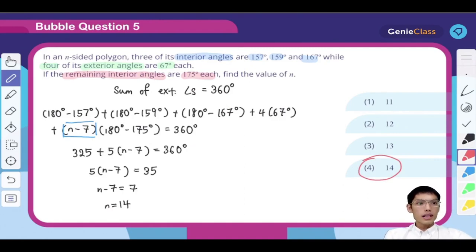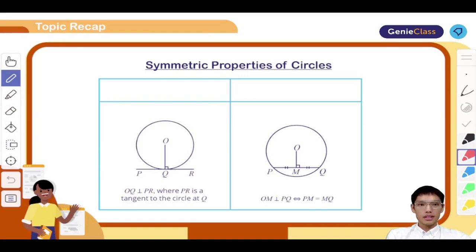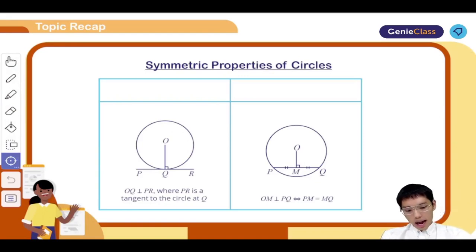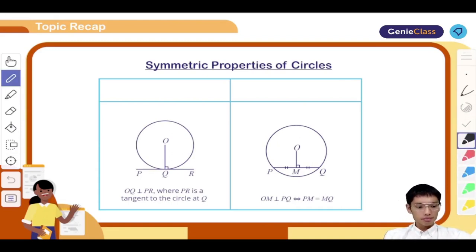Okay, now, with this last part, let's move on to the recap for my circles, shall we? Circles. First one, I have OQ perpendicular to PR. What is this property over here? Anybody wants to try?